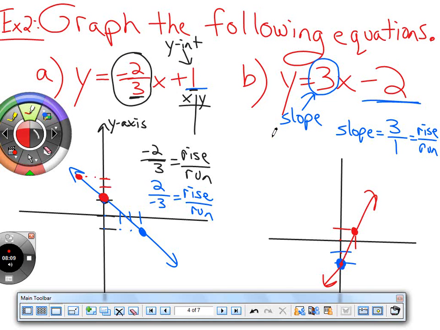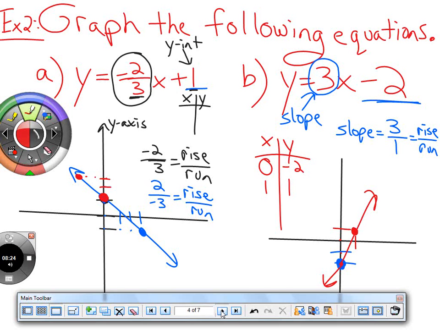Way quicker than making an XY table. Of course, if we make an XY table, it would work. Plug in 0, we get negative 2. Plug in 1, we get 1. We end up with all the same points, but this is just quicker.